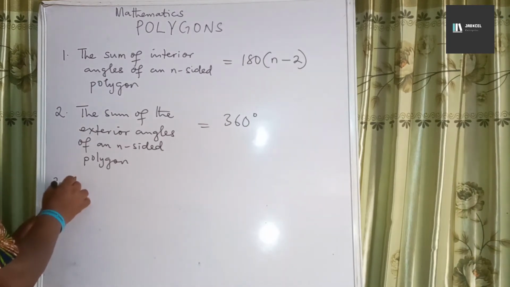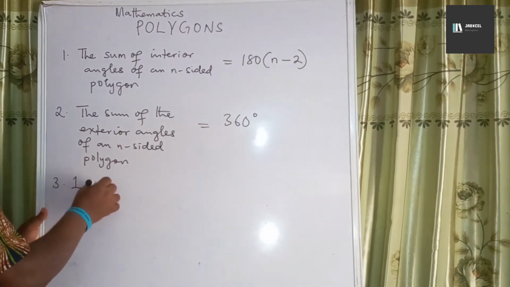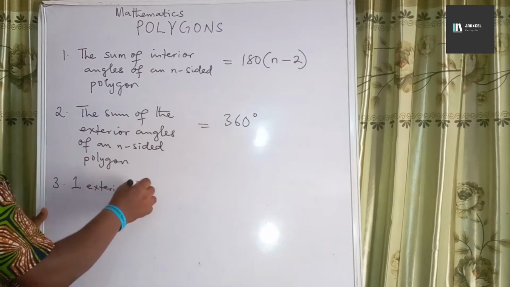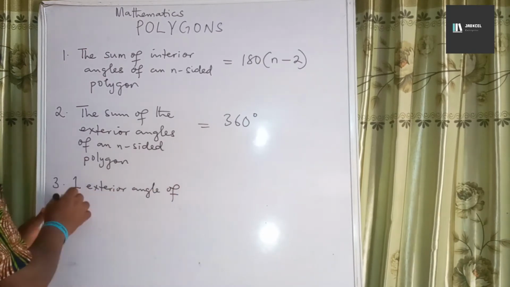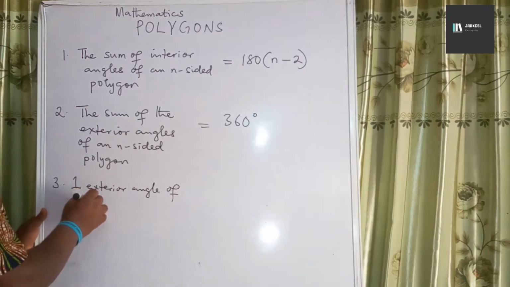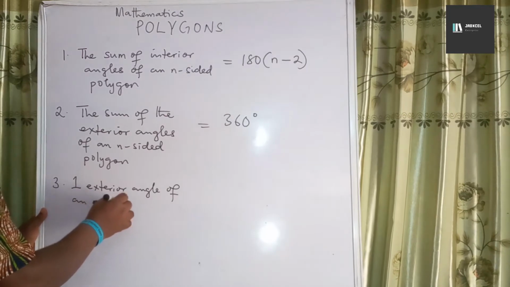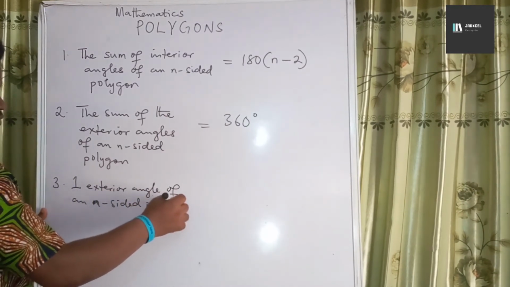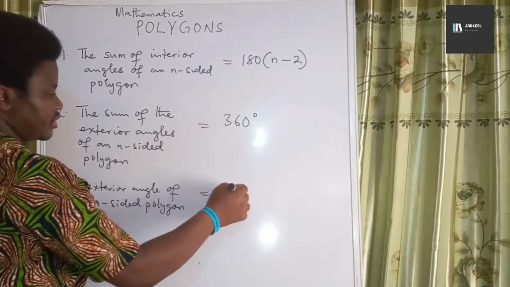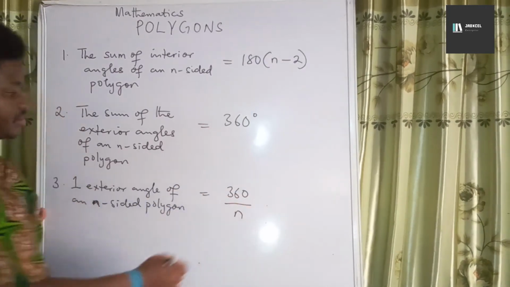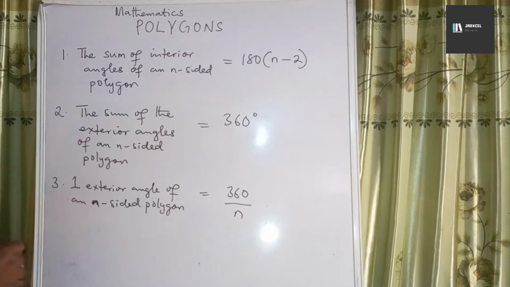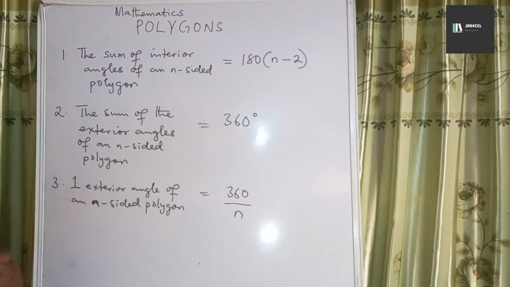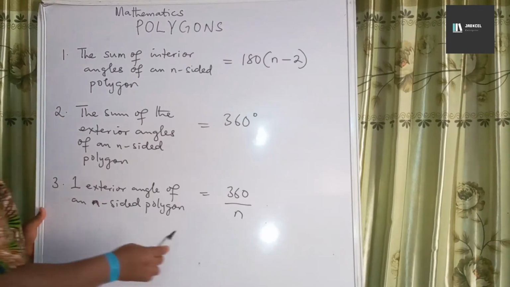Then we should also have that one exterior angle of an n-sided polygon equals 360 over n. That is, when we want to know the size of one exterior angle of an n-sided polygon, we can find it by using this equation, 360 over n.